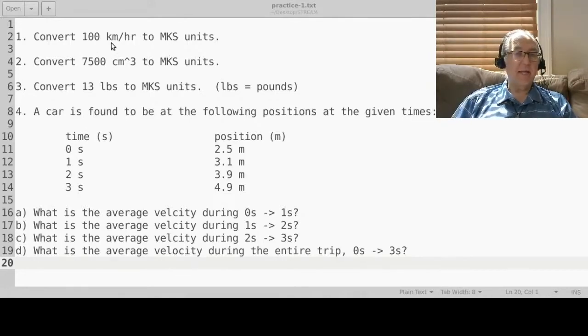So here's the first question. Convert 100 kilometers per hour to MKS units. So the first thing you identify is what are the dimensions that are involved here, and the first dimension is kilometers, which measures length. Now, kilometers is not one of the MKS units for length. The MKS unit for length is meters, okay? And you also have this HR, which is short for hours, and what does that measure? Time. Remember there are three dimensions: length, time, and mass. The time unit that we're going to use is seconds, and so we want to convert the kilometers to meters, and we want to convert the hours to seconds.